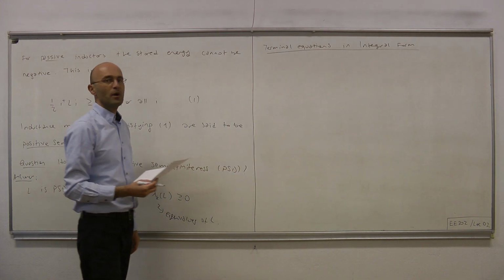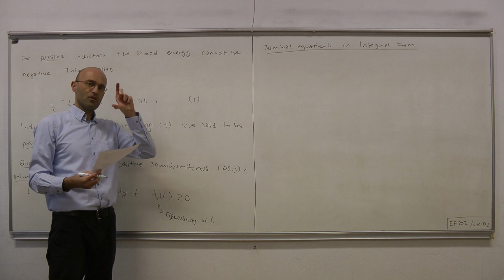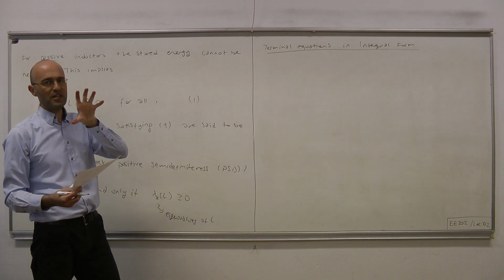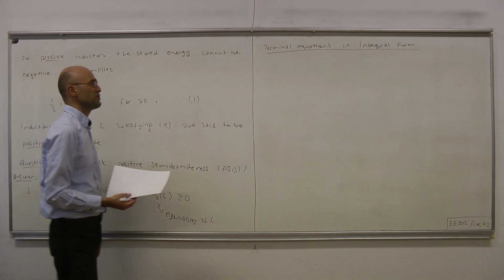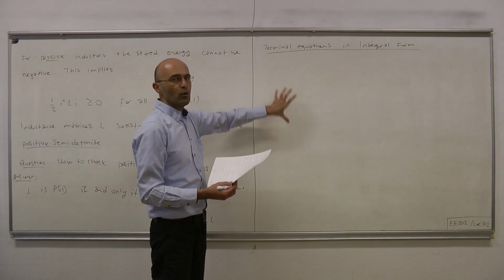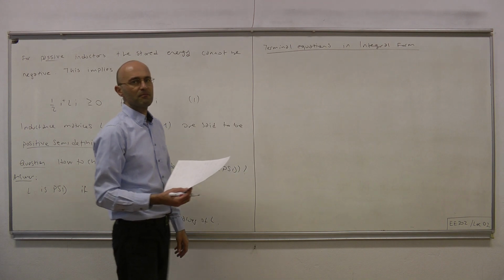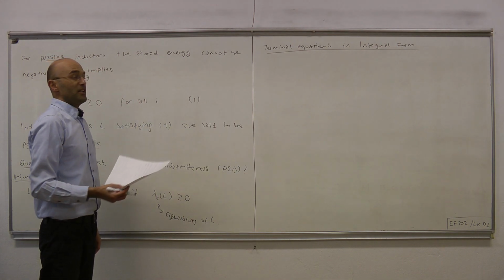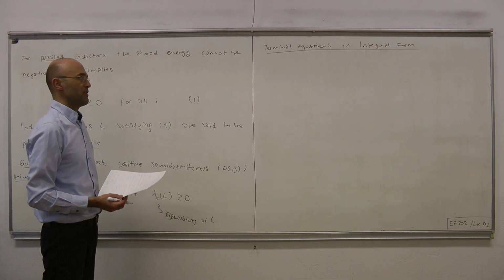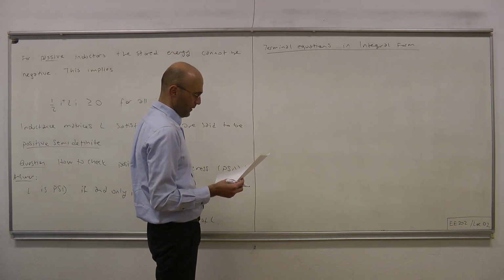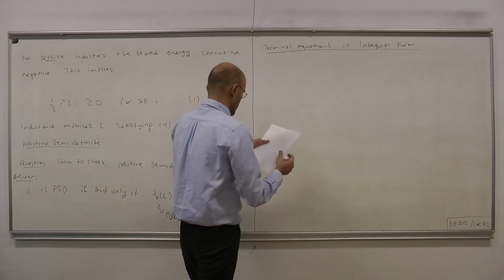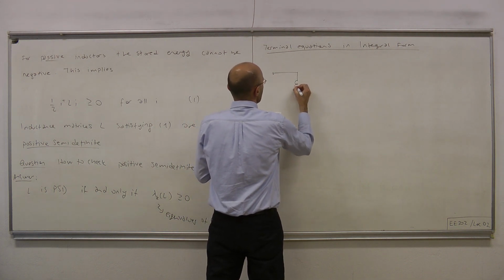Okay. Previously, what we had was voltage vector equals inductance matrix times the rate of change of the current vector. Now, what we want is current equals something. That something will depend on the initial currents and also the integral of the terminal voltages, the port voltages.